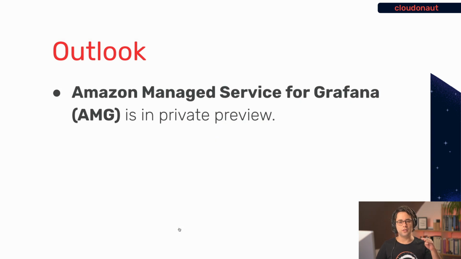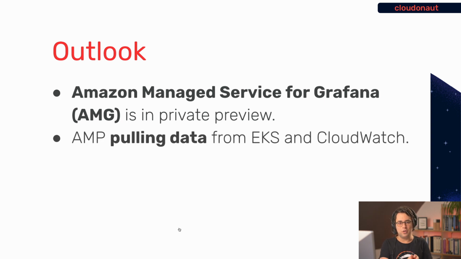So last but not least, let's look into the future. One interesting thing is that AWS is also working on a managed service for Grafana. And as this integrates very nicely with Prometheus and also CloudWatch, by the way, this is an interesting offering. Looking forward to that. And I expect AWS to implement pulling data from EKS and also CloudWatch into AMP out of the box. So I hope that integration will be there in the future so that you don't need those extra Prometheus servers as we do right now.